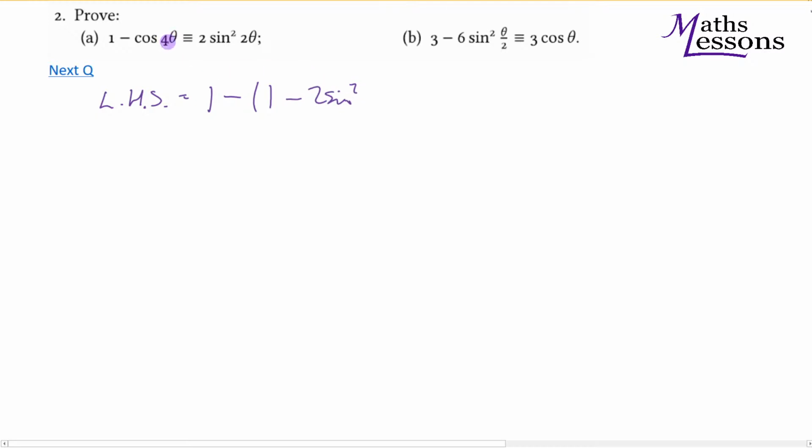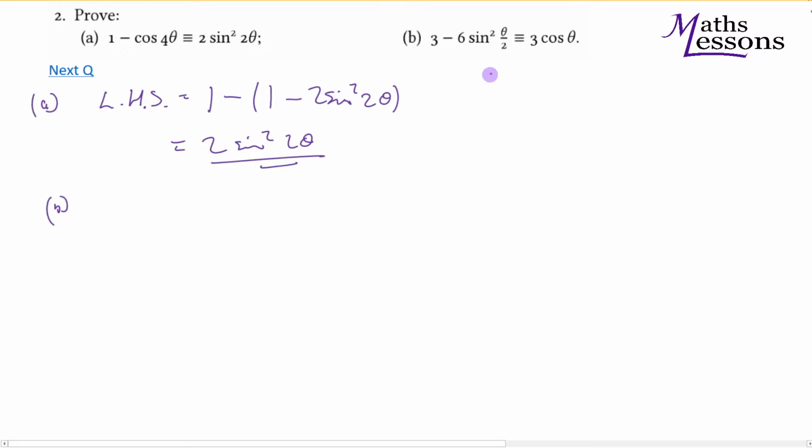Now, because it's 4 theta, we want to halve the angle. That'll get us to 2 theta. Okay? And I get 1 minus 1 is 0. Minus and minus gives me a plus. So this is just 2 sine squared 2 theta. And it's as straightforward as that for part A.